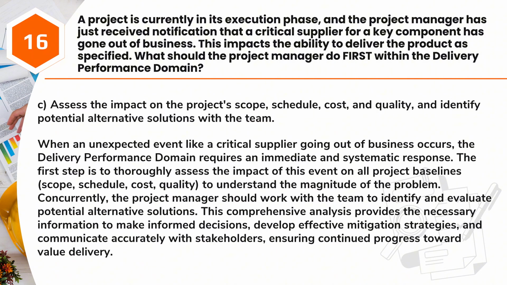Answer: C. Assess the impact on the project's scope, schedule, cost, and quality, and identify potential alternative solutions with the team. When an unexpected event like a critical supplier going out of business occurs, the delivery performance domain requires an immediate and systematic response. The first step is to thoroughly assess the impact of this event on all project baselines, scope, schedule, cost, quality, to understand the magnitude of the problem.